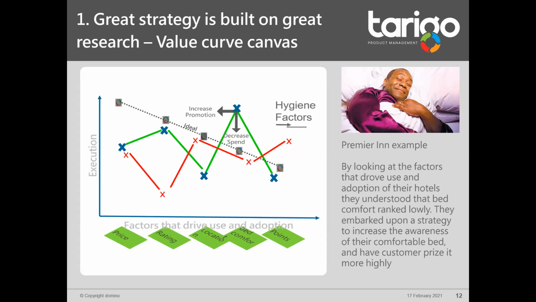We use value curves to draw out insight around how we're performing, how we're scoring against the things that drive the use and adoption of our products and services. Now, hygiene factors is there because what we don't want to do is add in hygiene factors. So in this Premier Inn example, we might not be plotting whether the hotel has a roof. If you're looking at cars, you're not plotting how good your wheels are, because that's just a hygiene factor. But you can see how you can start to draw insight from this.